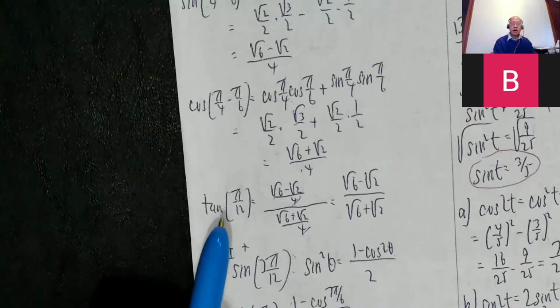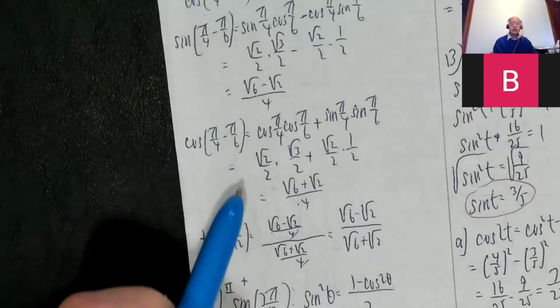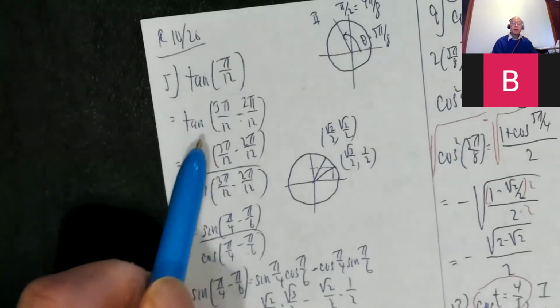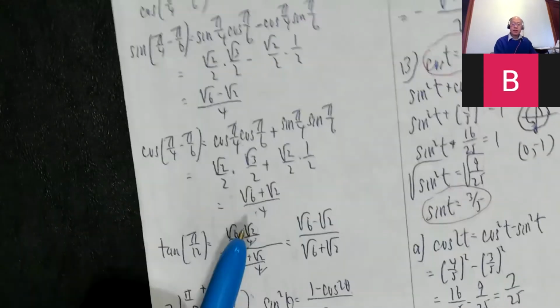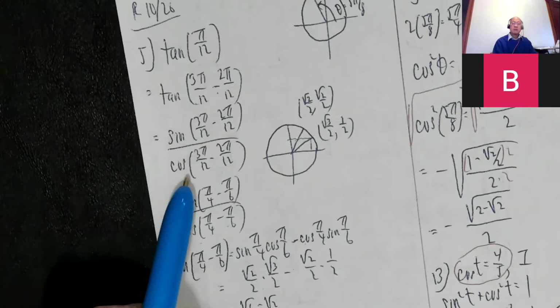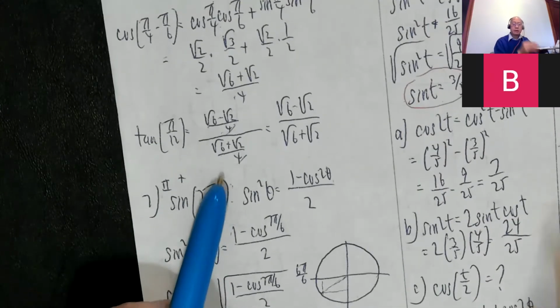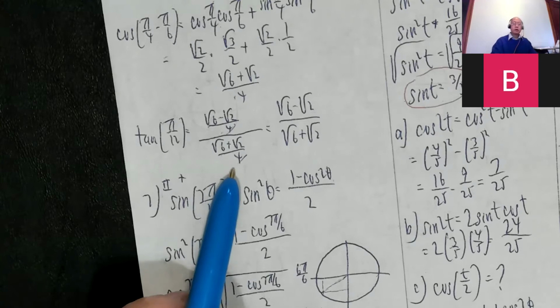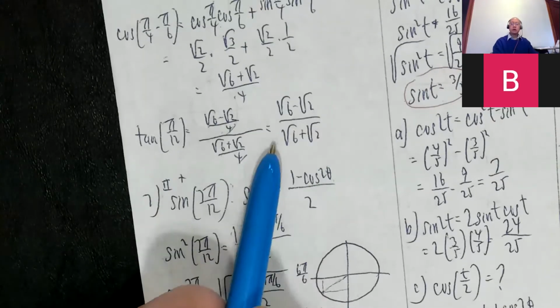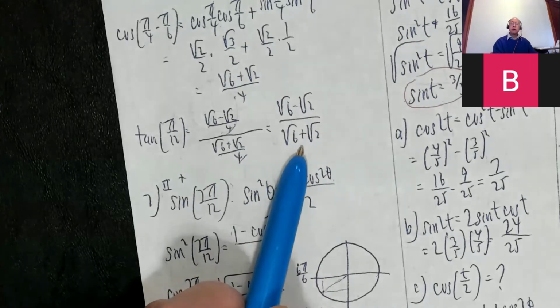Therefore, tangent of pi over 12 is sine of pi over 12, that came out to be radical 6 minus radical 2 over 4, divided by cosine pi over 12, that came out to be radical 6 plus radical 2 over 4. The 4's drop out. Final answer, radical 6 minus radical 2 over radical 6 plus radical 2. You may leave your answer like that. Just stop there.